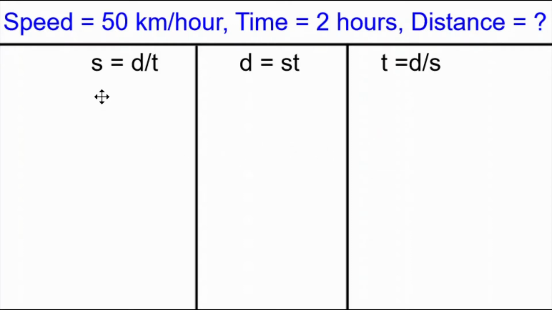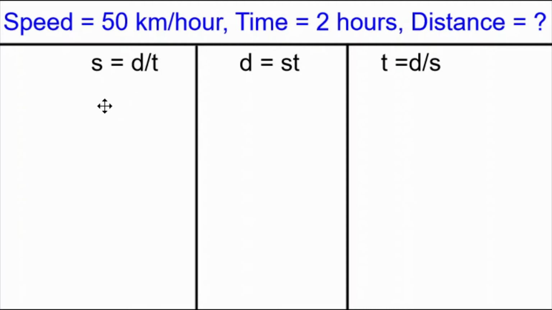Here I have the formula in black, but I have it in three different forms. Speed is isolated on the left in the first form, distance is isolated on the left in the second, and time is isolated on the left in the third. But these are all really the same formula. It has just been rearranged into three different ways. Let's start with the one on the left.